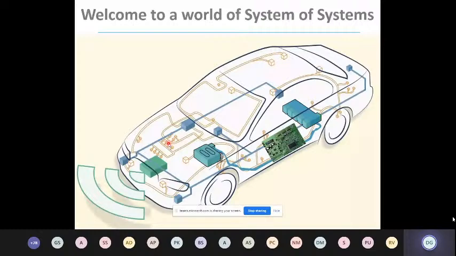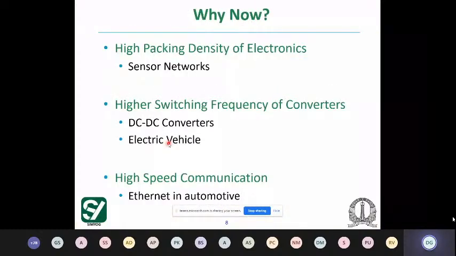Even if you look at a mundane object like a toaster, they are now equipped with alarms, etc. So you see a lot of connected electronics coming into systems, which is causing issues of interference between these electronics in the system level design. The main reason is the high packing density of electronics. You would see that in sensor networks, and also in things like aerospace and automotive.